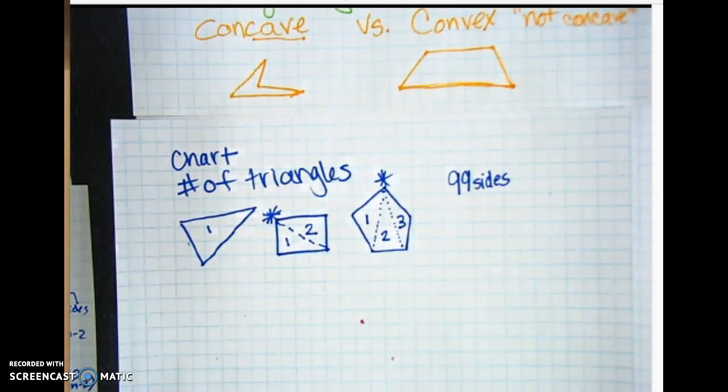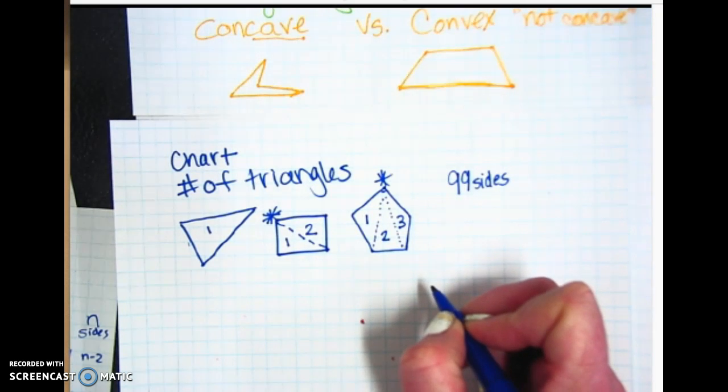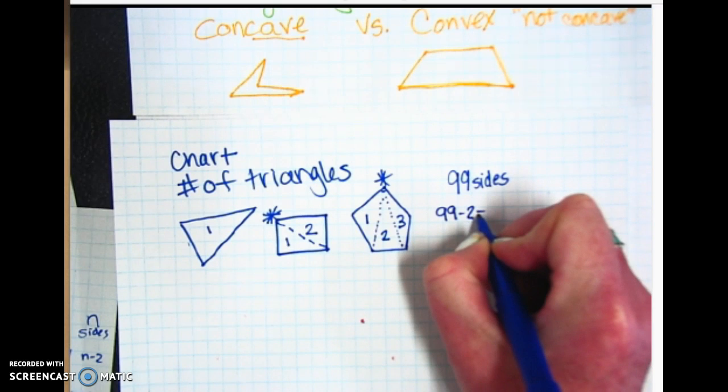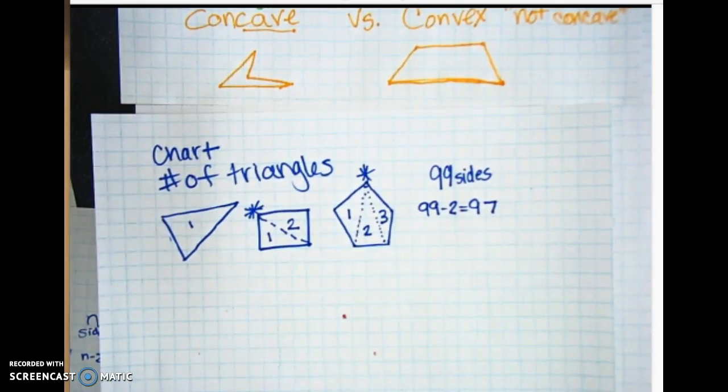But anyone think they know how many triangles would be inside of a 99-sided polygon? 98. You are so close. 97. And how did you get 97? It's 2 less. So you start with 99, you subtract 2, you get 97 triangles inside of a 99-sided polygon.